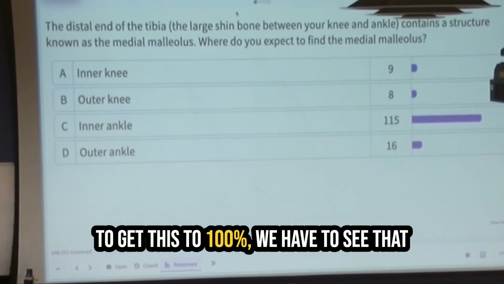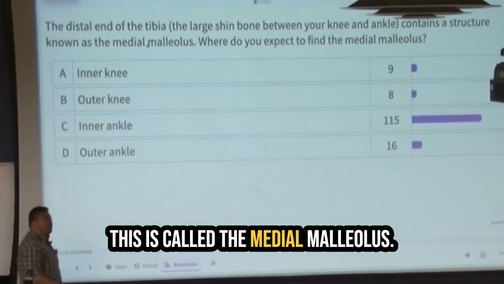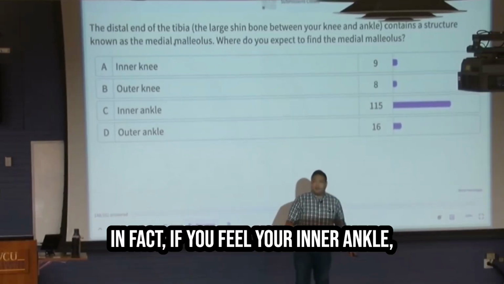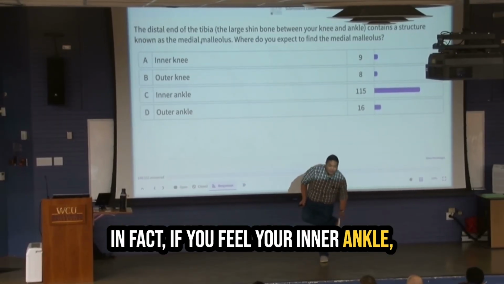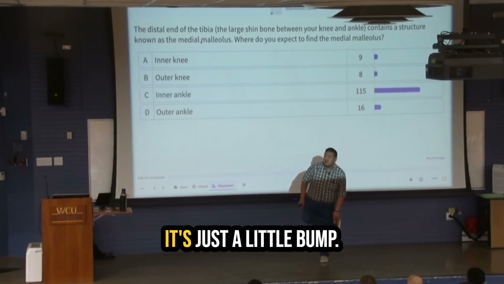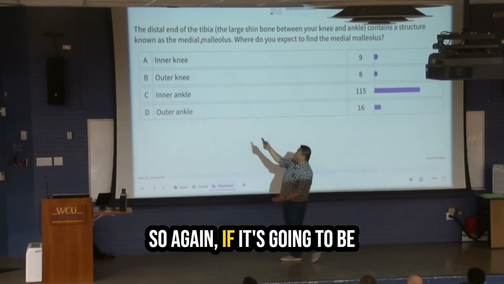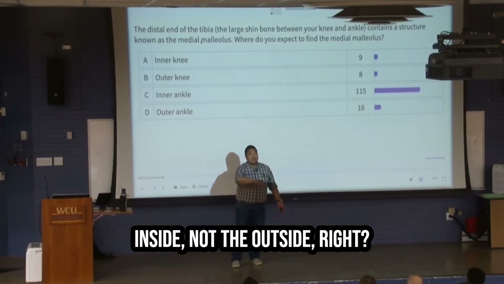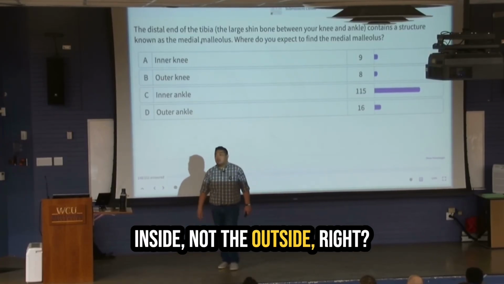To get this to 100%, we have to see that this is called the medial malleolus. You don't know what a malleolus is just yet. It's just sort of like a bump. In fact, if you feel your inner ankle, feel that little bump right there, that is your medial malleolus, right? It's just a little bump. So again, if it's going to be medial, it's going to be on the inside, not the outside, right?